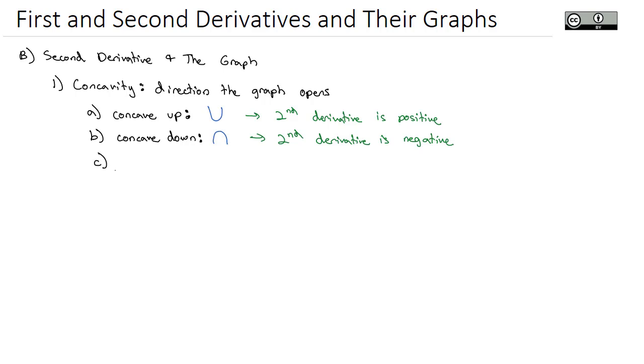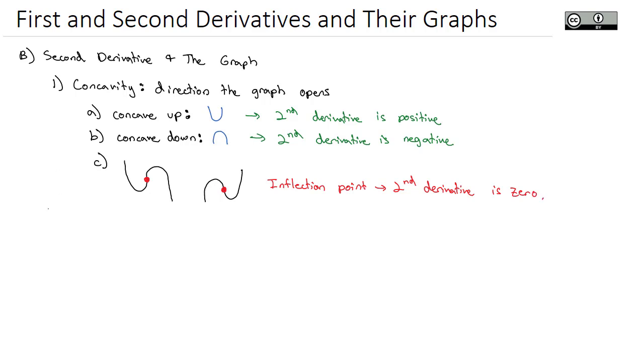And those points switch between concave up and concave down. Let's say I've got an up, and then it's going to switch into a down. Or maybe I've got a down, and it's going to switch to an up. That switch point, where it switches between frowny face and smiley face, concave up and concave down, the second derivative between positive and negative, that's called an inflection point. And that is where the second derivative is 0.